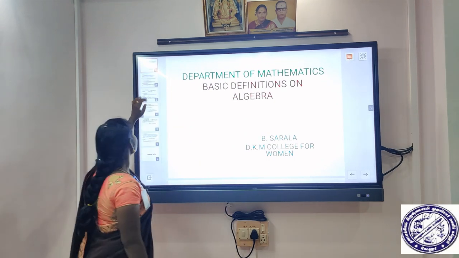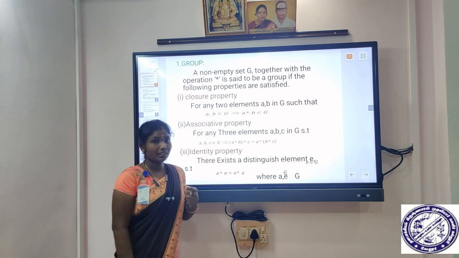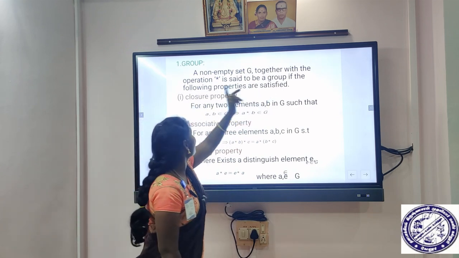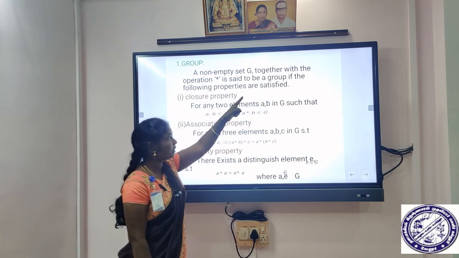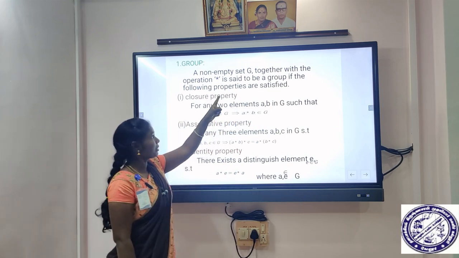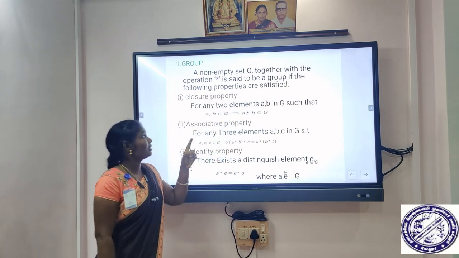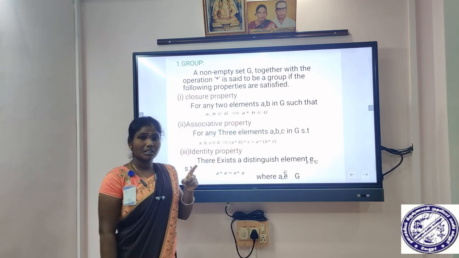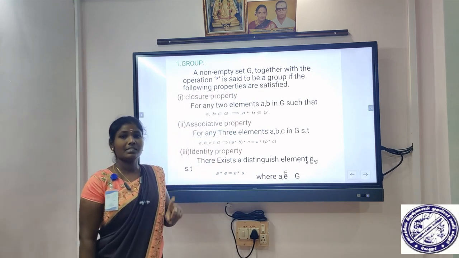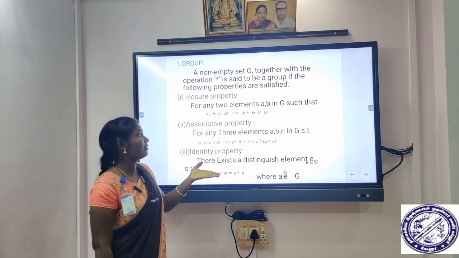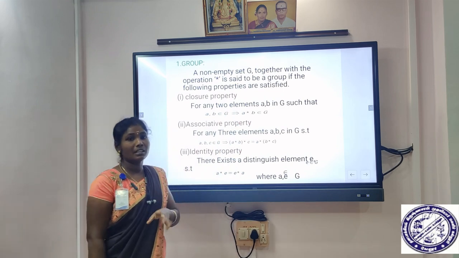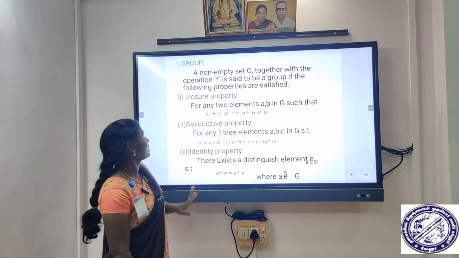First of all, what is a group? A group means a non-empty set G together with the operation star is said to be a group if the following properties are satisfied. First, the meaning of non-empty. Non-empty means it must contain at least one element in the given set. Next, star. Star is the binary operation in the given set.